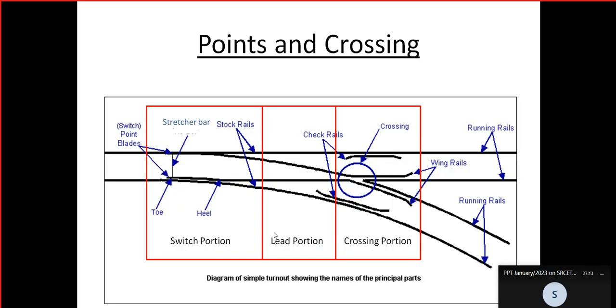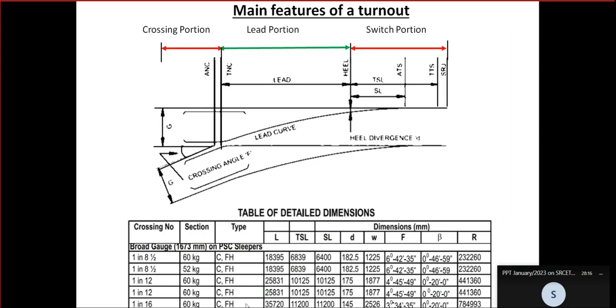Of course, this is points and crossing, which you may already know and we have discussed. This is something about PSC sleepers for various turnouts, 1 in 12, 1 in 16, 1 in 20. What is the switch entry angle that is available?